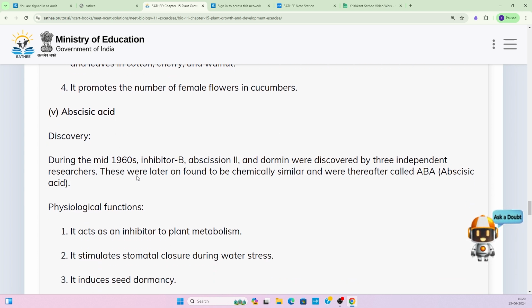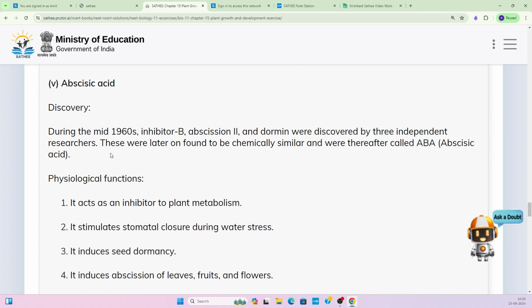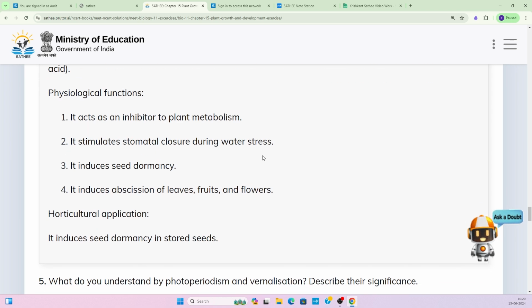And the last one is the abscisic acid. How did it get discovered? During the mid 1960s, inhibitor B, abscission II, and dormin were discovered by three independent researchers, and they were later found to be chemically similar, and thereafter called ABA, that is the abscisic acid. What are its physiological functions? It acts as an inhibitor of the plant metabolism.